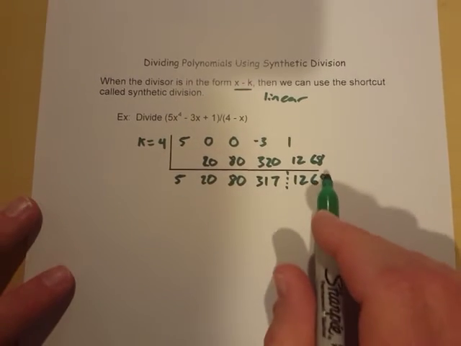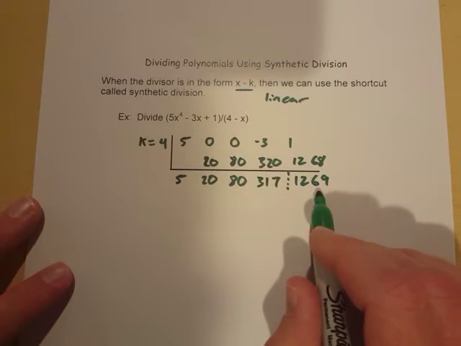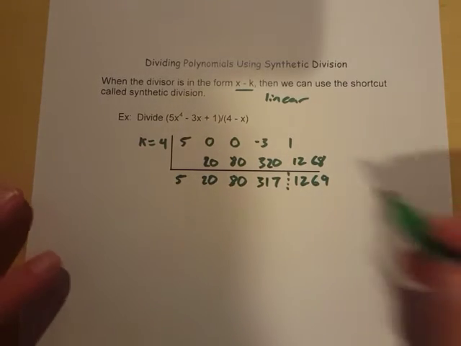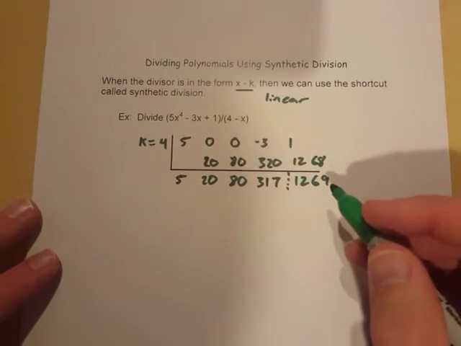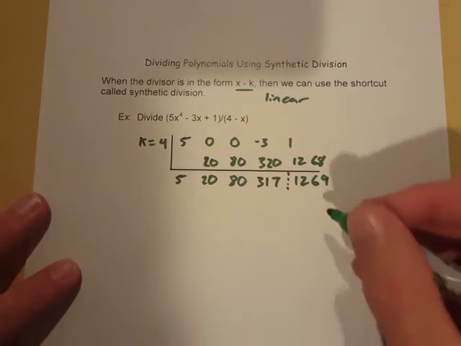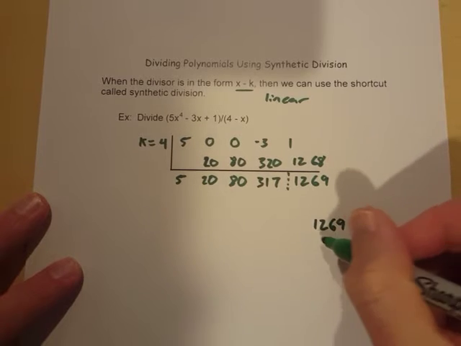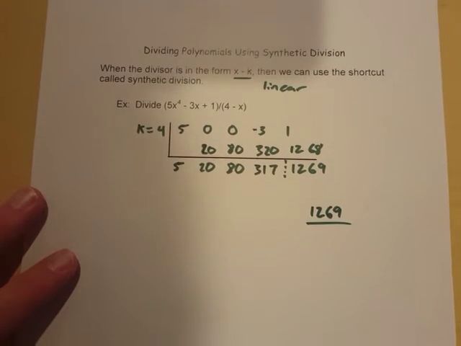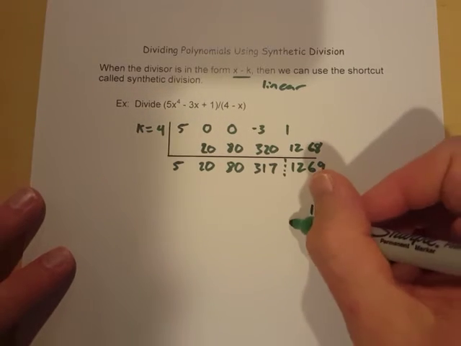That was just to indicate what my remainder is going to be. So this is my remainder. It's always the last number that appears in your table. And so that remainder over the divisor is where we're going to start. So I kind of like to work backwards and say, all right, this means that my remainder is 1269. Divide that by the divisor, which was 4 minus x. Then I work my way backwards.